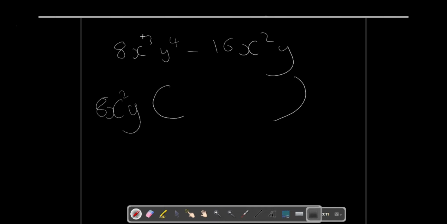x to the power of 3 divided by x to the power of 2. We know the laws of exponents: when we have powers with the same base, what do we do? We subtract. So this will be x. If you don't know the laws of exponents, go and watch my video so you can understand it. And then we divide y to the power of 4 by y. It will be y cubed. Then 16 divided by 8 will be 2.